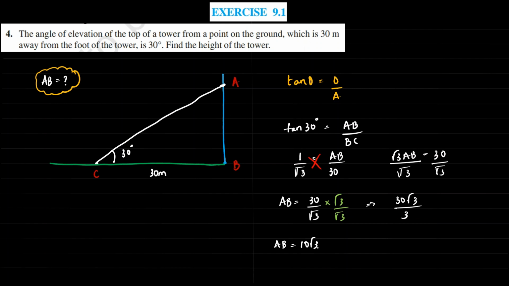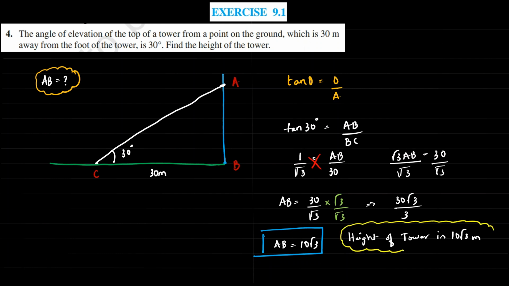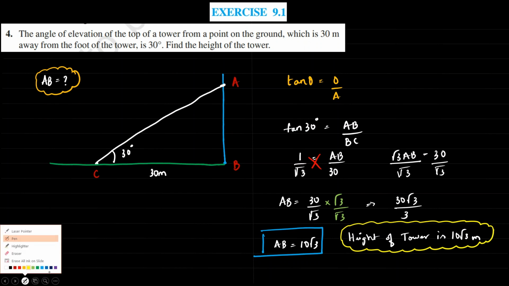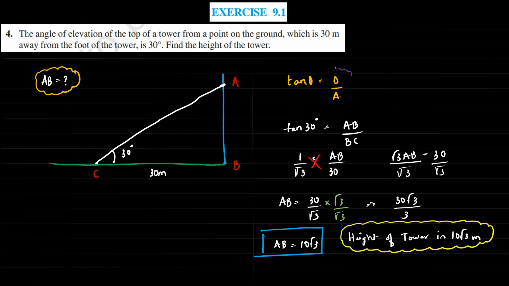10 square root of 3, and you can put a box around it, right? So you can finally write down: height of the tower is 10 square root of 3 meters, and this is going to be your final answer. I hope this is clear. How have we solved this?